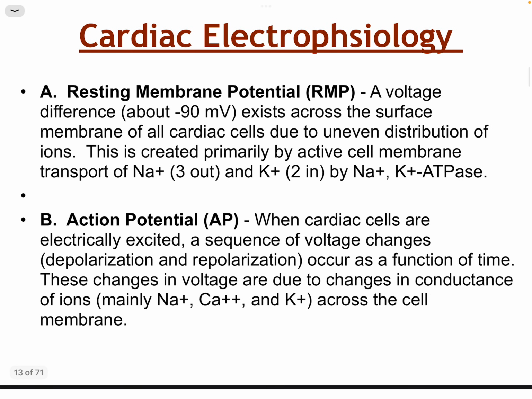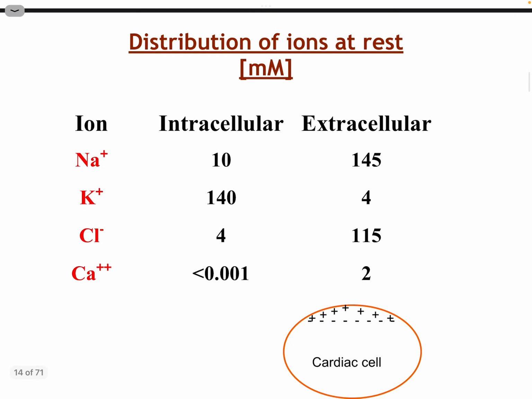So just a little bit of revision again. The resting membrane potential, where we have a voltage difference of about minus 90 millivolts, exists between the surfaces of the membrane of all cardiac cells. And we said this is due to uneven distribution of ions. Do you remember these numbers? You took them in the first year course, probably last year for physiology and again this year. We want to focus a lot on sodium and potassium. It's very important to maintain these gradients. How are these gradients maintained in our body?